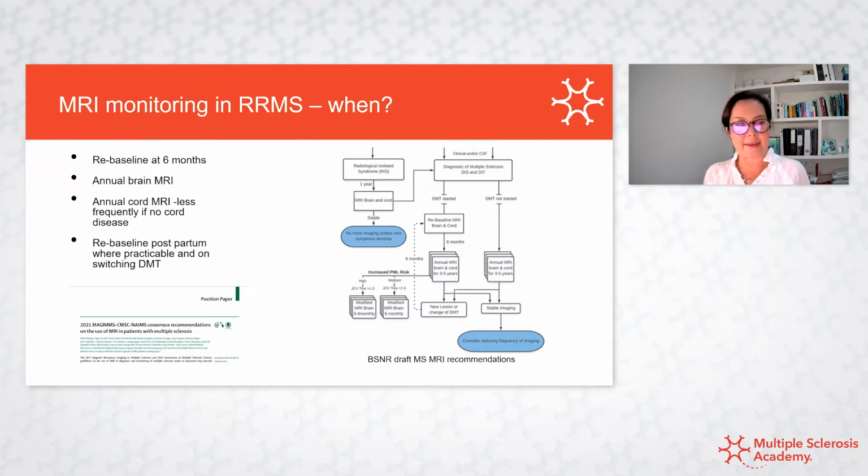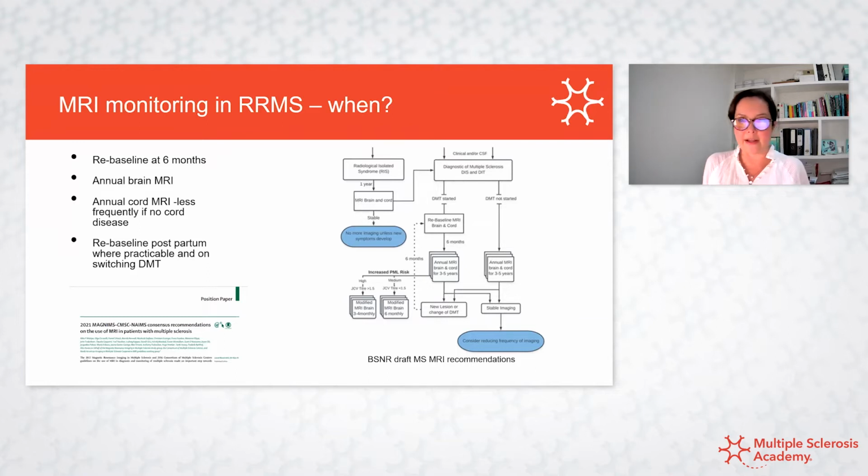In patients without cord disease or with no cord lesions after a year or two, you can consider reducing the frequency. However, if there are capacity issues, because obviously we have to be pragmatic and do what we can based on the resources we have. But in an ideal world, we'd like to image brain and cord, and that's what we do at St George's for most patients. Anybody without cord disease and is stable, we might do the cord every couple of years rather than every year.